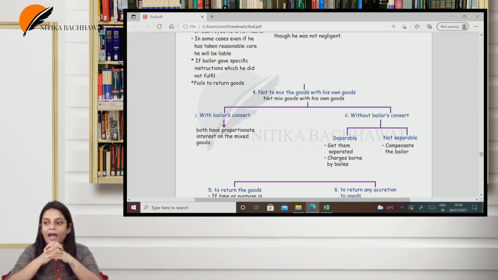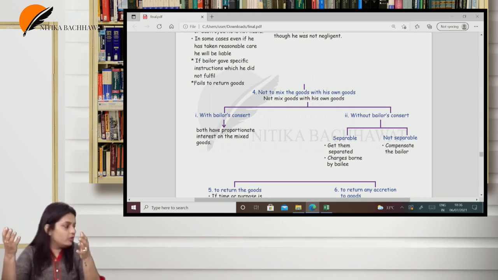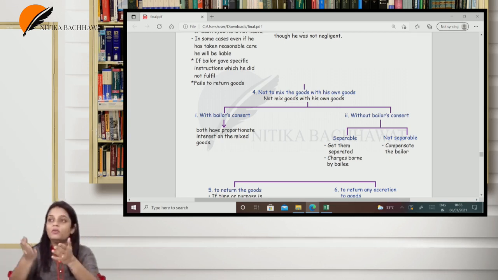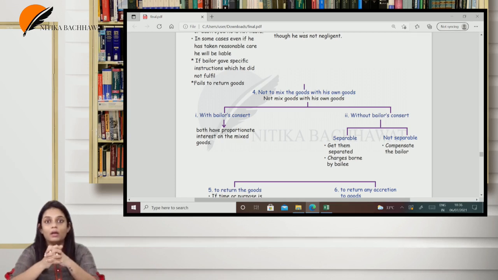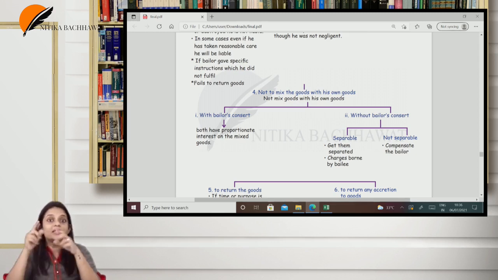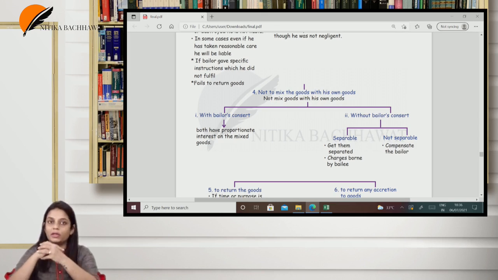So let us say I had given you some 10 books and you had some 500 books, you kept those 10 books in that, along with those 500 books. Now I tell you where are my books, you say okay, there are some 550 books in this, you select your books. I say please hire someone to do it for me. Those charges for hiring that person to select the books will be paid by the bailee because he has mixed the goods without my authority.